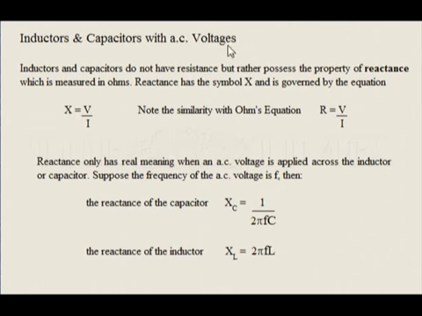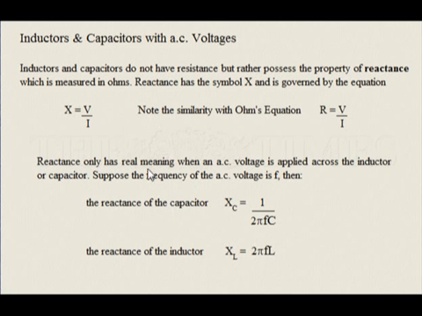Inductors and capacitors with AC voltages. Inductors and capacitors do not have resistance, but rather possess the property of reactance, which is measured in ohms. Reactance has the symbol X and is governed by the equation X equals V divided by I. Note the similarity with Ohm's equation, R equals V divided by I.